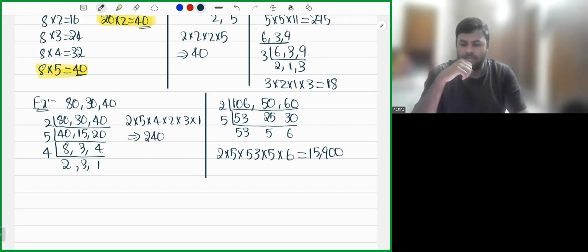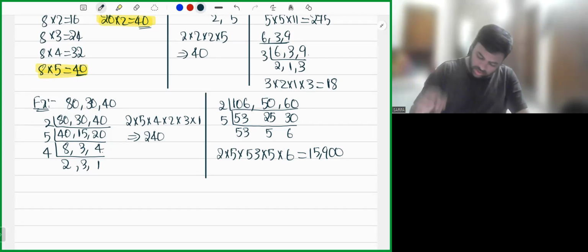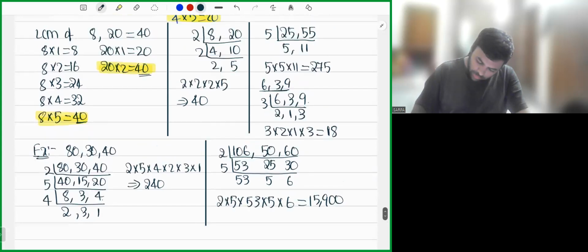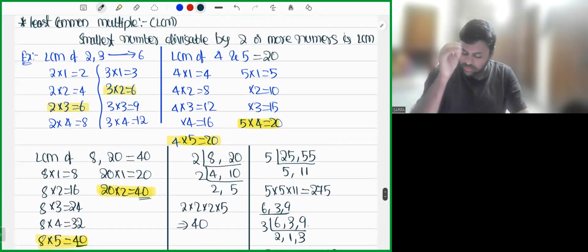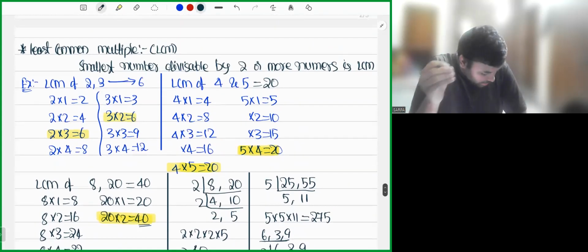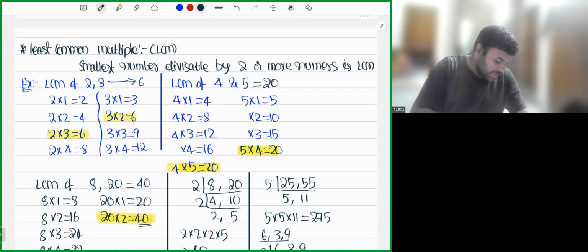So I hope that's fine, everybody. Yes, sir, that's fine. There is no issue with respect to this. So I hope LCM is clear. What do you mean by LCM? The smallest number divisible by 2 or more numbers is called LCM. Now, sir, why did you teach us LCM, sir?